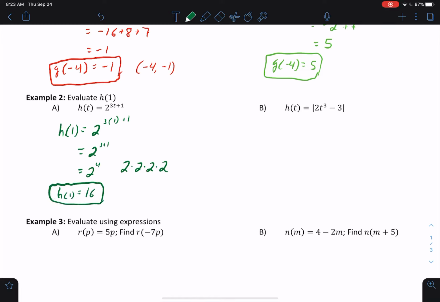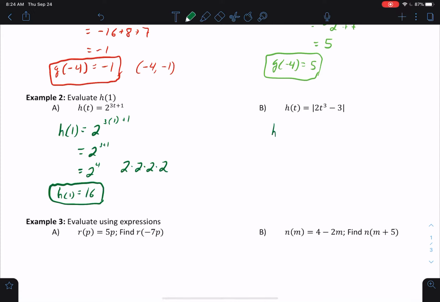2 to the 4th is 16. So I plug in 1, I get out 16. All right. And then in B, we have an absolute value function. An absolute value is just finding the distance. So if you ever have a negative inside, the absolute value of a negative is a positive. So let's see if that actually happens here.